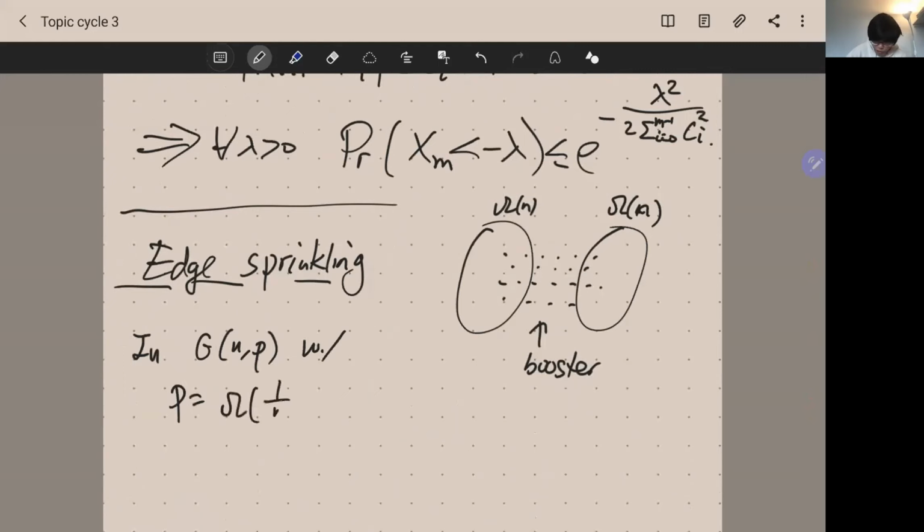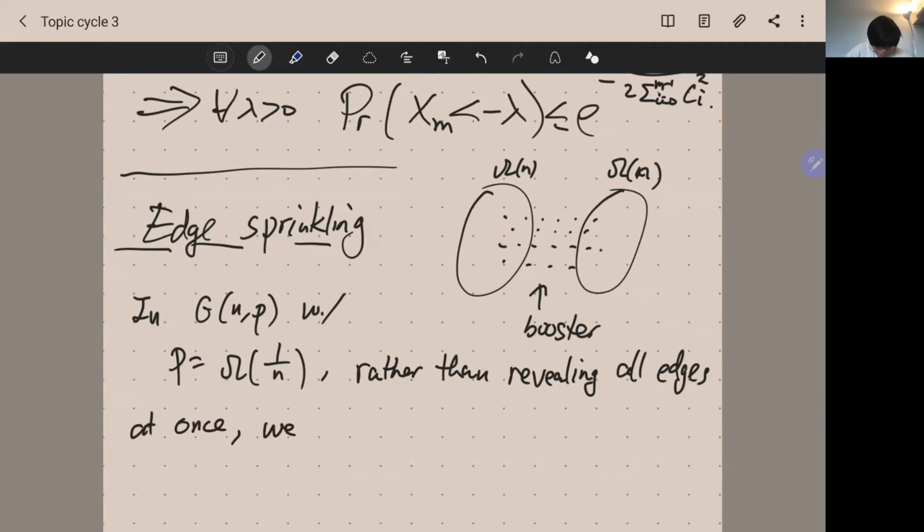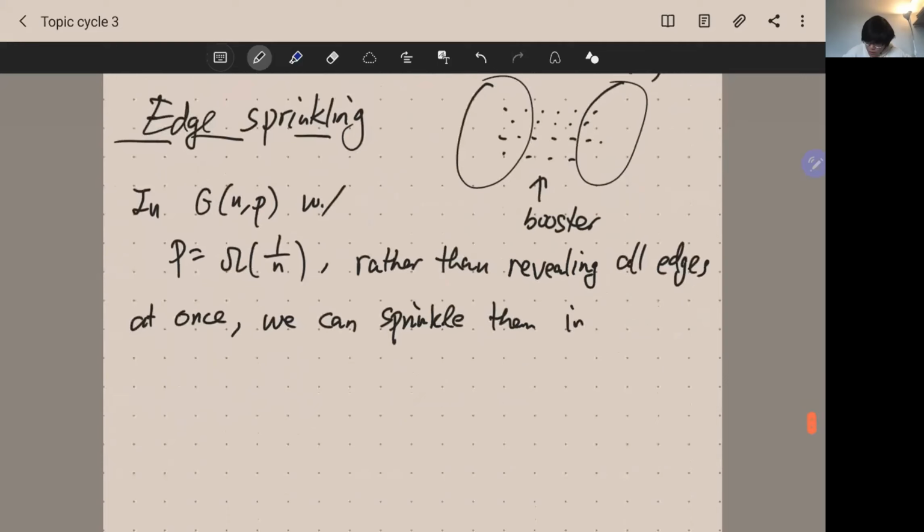We're always working in the regime where p is lower bounded by some large constant times 1/n. So the idea is that rather than revealing all edges at once, we can sprinkle them in, and this is important, linearly in n many rounds, and in each round a constant number of edges.